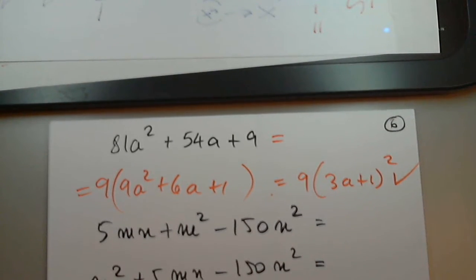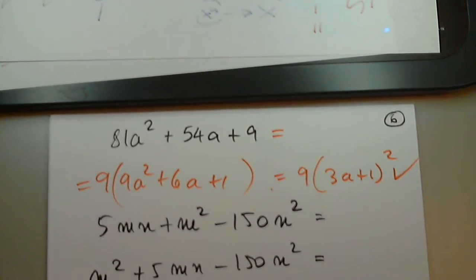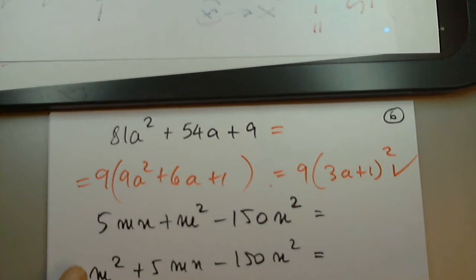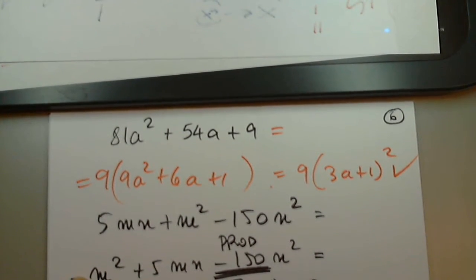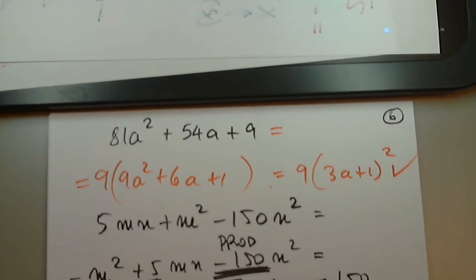Okay, so when the leading coefficient is 1, I'm going to try to find two numbers whose product is negative 150, and the same two numbers whose sum is positive 5. So now the question is, can I find two numbers whose product is negative 150 and whose sum is 5?